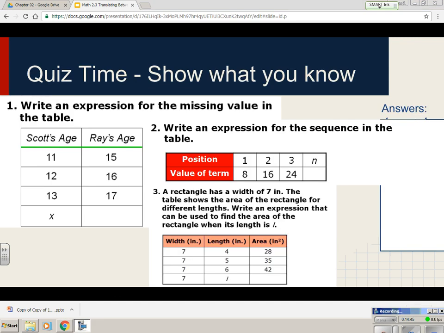All right, your quiz is 3 questions. Figure out what the expression is that goes here for Ray's age. Figure out an expression here for this position and these terms. And then figure out what the area is for L. You need to find the length. If your width is 7 every time, what would it be if your length was just L? What's the expression there? Once you got all 3 answers, show them to me at the table, and you are good to go. See you next time.